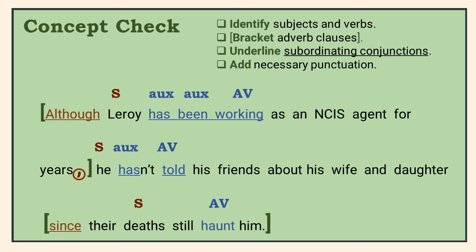The sentence begins with an adverb clause. Although is a subordinating conjunction that makes the clause dependent. And since the sentence begins with the adverb clause, we need a comma in front of the independent clause. Then there is another adverb clause at the end, beginning with the subordinating conjunction since. This clause explains why he hasn't told them, so it modifies the verb in the clause in front of it. Therefore, no comma in front of since.